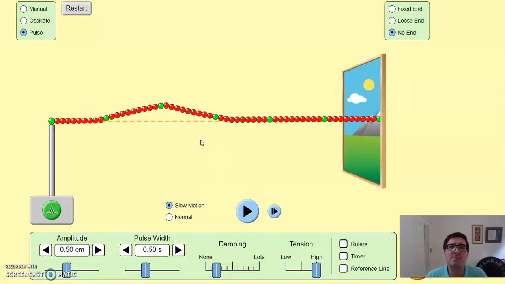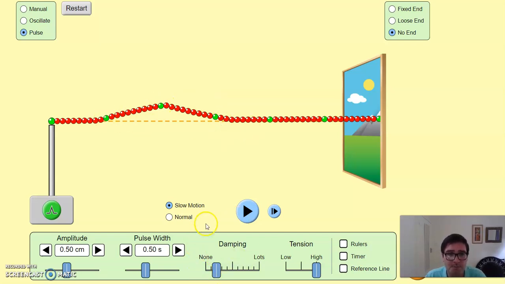Okay, now where's my pulse length? The amplitude there is from the rest position to the maximum displacement from the rest position. Okay, my pulse length is from that bead over there, which is on the rest position, to that bead over there, which is on the rest position again. It's the width of my pulse, how long the pulse is, okay, in the horizontal, not in the vertical. The vertical is the amplitude. In the horizontal, we get the pulse length.